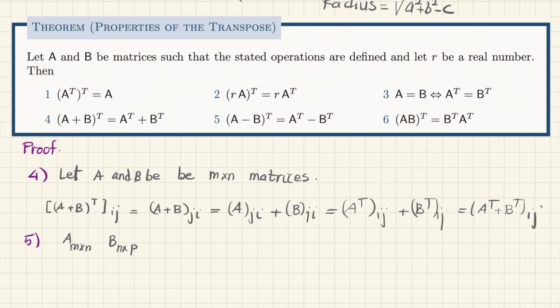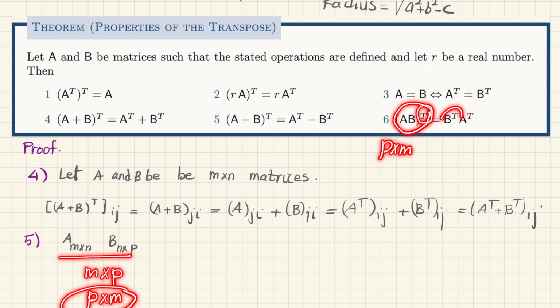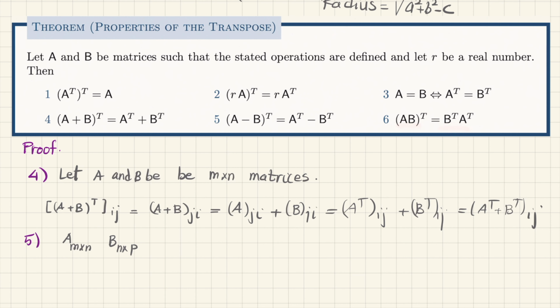Now, what is the order of the left-hand side? If I multiply them, the order becomes m by p. When I transpose it, the order becomes p by m. So the order of the left-hand side is p by m. But if I ask you what is the order of B transpose, it is p by n. And the order of A transpose is n by m. If I multiply them, clearly it becomes p by m, which is exactly the same thing. So from the order point of view, they are exactly the same.